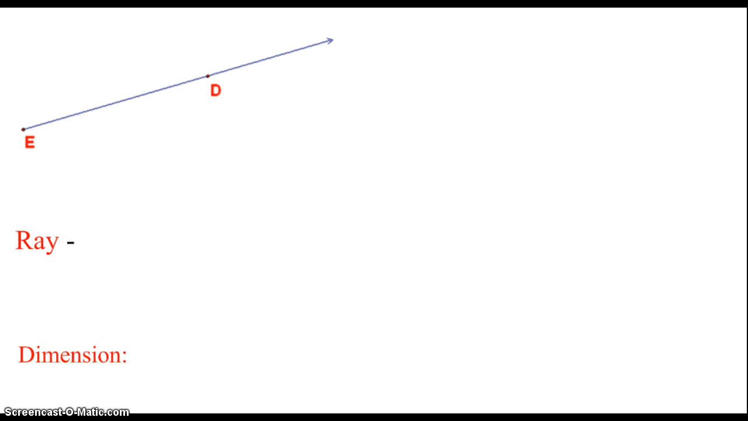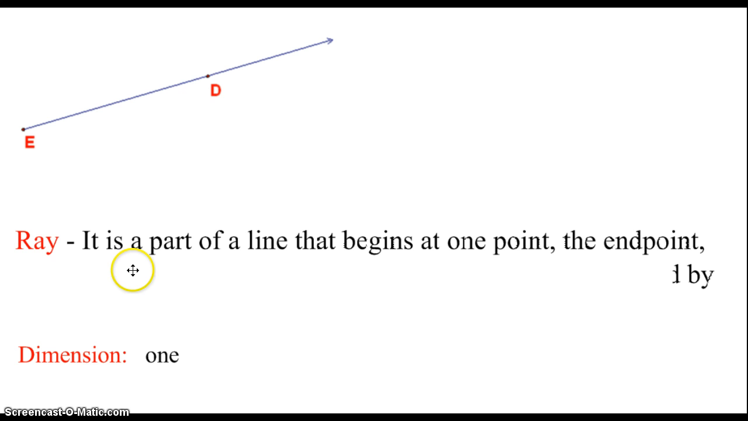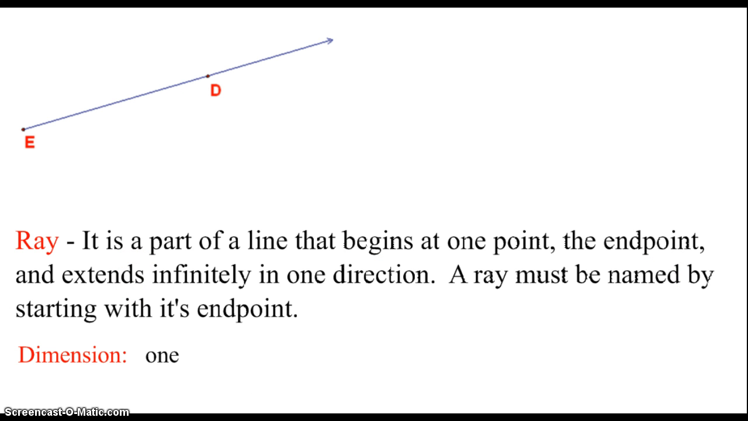Second thing in the line family, so if it's in the line family, we know it has one dimension. Segments, lines, or rays all have one dimension. And a ray is kind of like a combination of a line and a segment. So it's a part of a line that begins at one point, and that's what we call the endpoint, and extends infinitely in one direction. You must name a ray by using its endpoint.